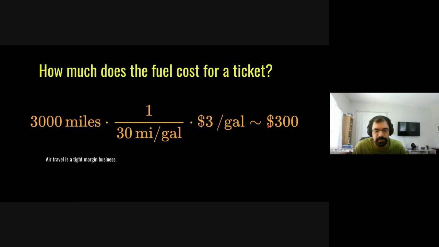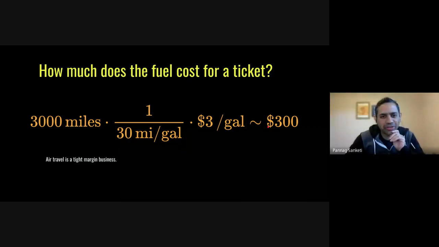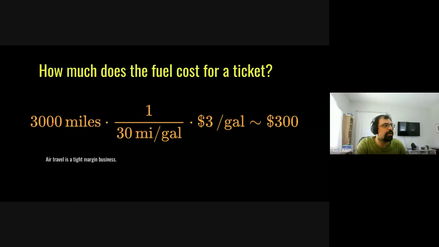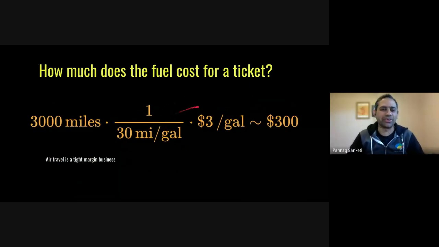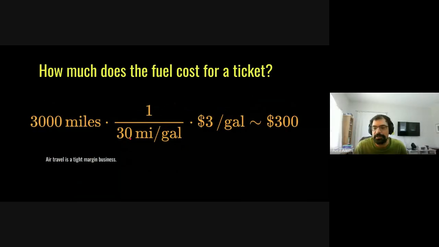So that's neat. Wait, where did we leave the factor of 300 here? We had a factor of 300 somewhere, right? Oh, 300 times. Well, yeah. So the airplane was 300 times worse than the car, but I'm imagining there's 300 people on the airplane, so then it ends up being about the same. So I see. Okay, I probably should have times 300 times 30 miles per gallon, but then divided by the 300 people. Okay. So then this should be $300 per person, let's say.